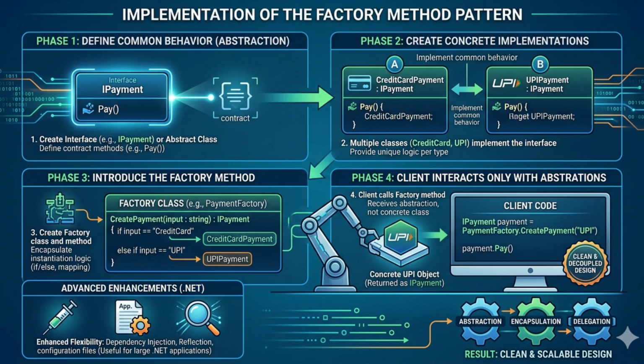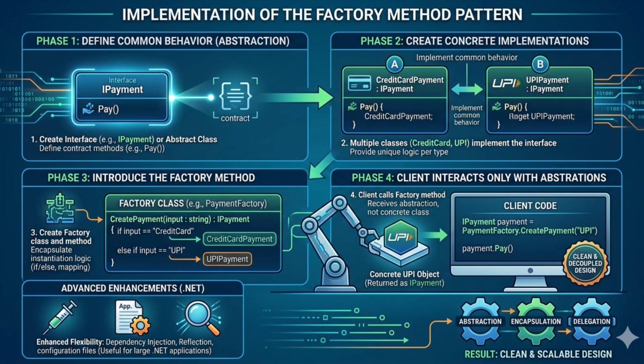This method uses conditional logic or other mechanisms to determine which class to instantiate. The client code simply calls this factory method and receives an object without knowing its exact type. This approach ensures that object creation is centralized and controlled, making the system easier to manage and extend. It also allows developers to modify or enhance the creation logic without affecting the rest of the application.